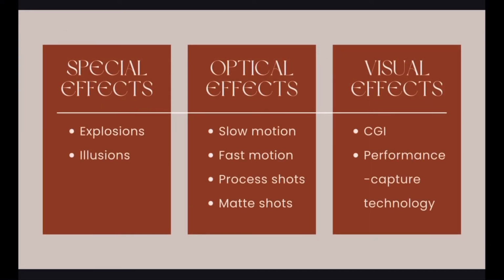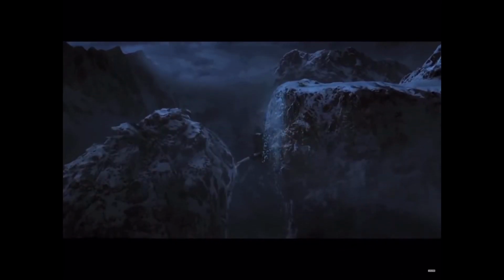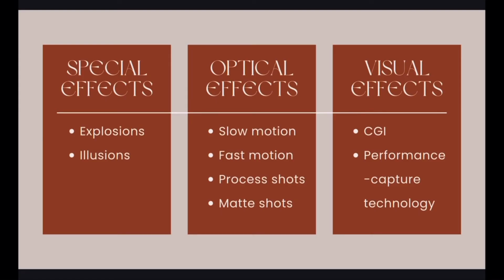So, to differentiate the different kinds of effects that are used in film, special effects refer to explosions and illusions. These were primarily seen in The Taking of Tiger Mountain. Optical effects include slow motion, which slows down the rate of a shot, and fast motion, which does the opposite and accelerates the rate of the shot.